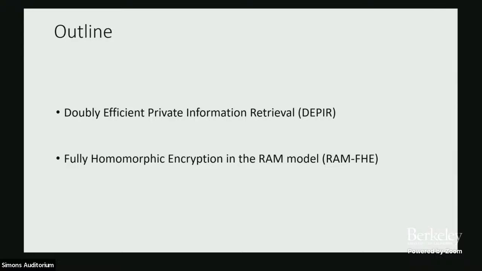Okay, so I already told you a little bit about fully homomorphic encryption, the RAM model. That's the main goal of the talk. But I'm going to do a bit of a bait and switch, and most of the talk is actually going to be about a simpler primitive called doubly efficient private information retrieval, or DEPIR. You can think of DEPIR as a special case of RAM-FHE, where the computation is just that the user wants to access a single entry in a database on the server without revealing to the server which entry it is. So it's a special case of RAM-FHE, but it's actually the heart of RAM-FHE.